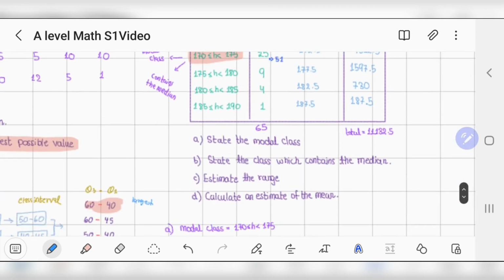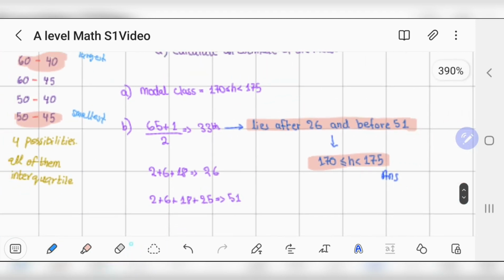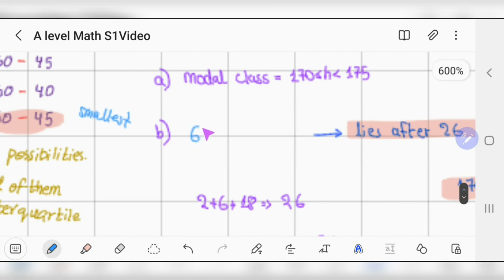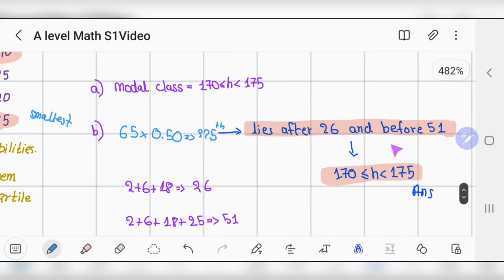And as for this one, it says state the class which contains the median. So it is not necessarily needed to do this, right? We could just multiply, since the total number is 65, 65 multiply by 0.50, and it will give 32.5, right? And it lies between 26 and 51. So this is the answer. This is how you do it because you are making an estimation.